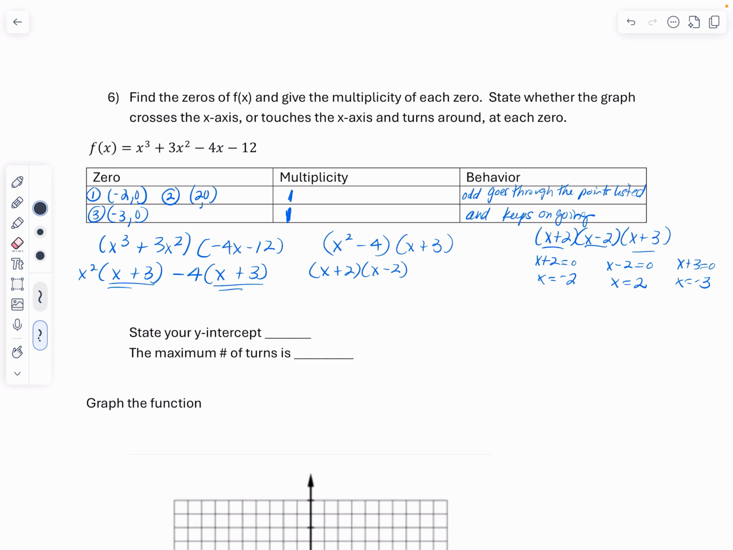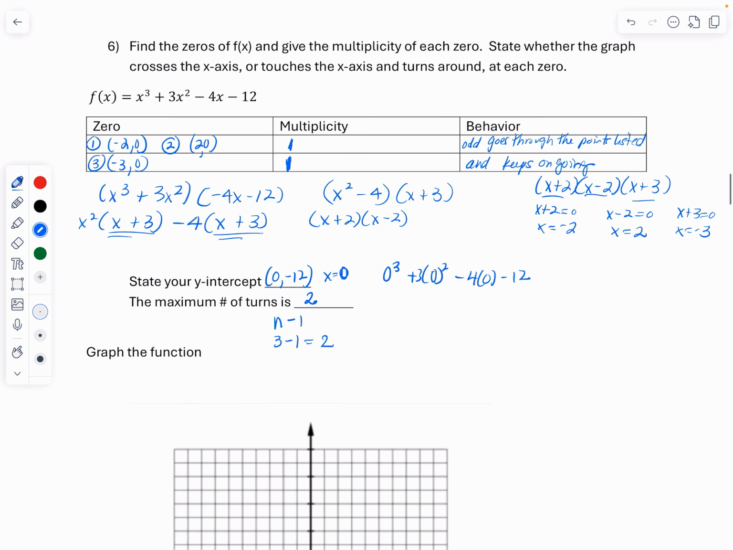So state your y-intercept. You have to let x equal 0. So if I do that, I get 0 cubed plus 3 times 0 squared minus 4 times 0 minus 12. So I get 0, negative 12. And the maximum number of turns, again, is found by taking n minus 1, where n is the highest power of the polynomial. And in this case it is 3. So 3 minus 1 gives me 2. So the maximum number of turns is 2.